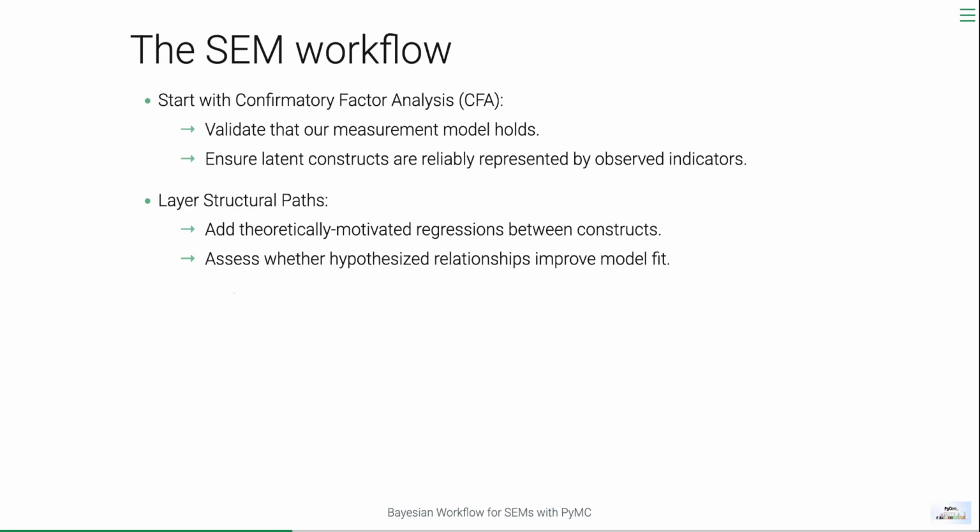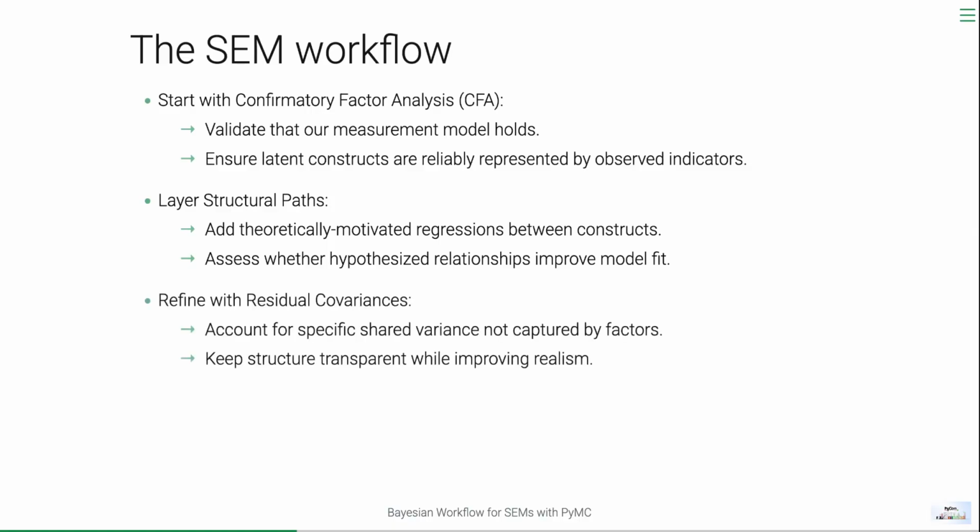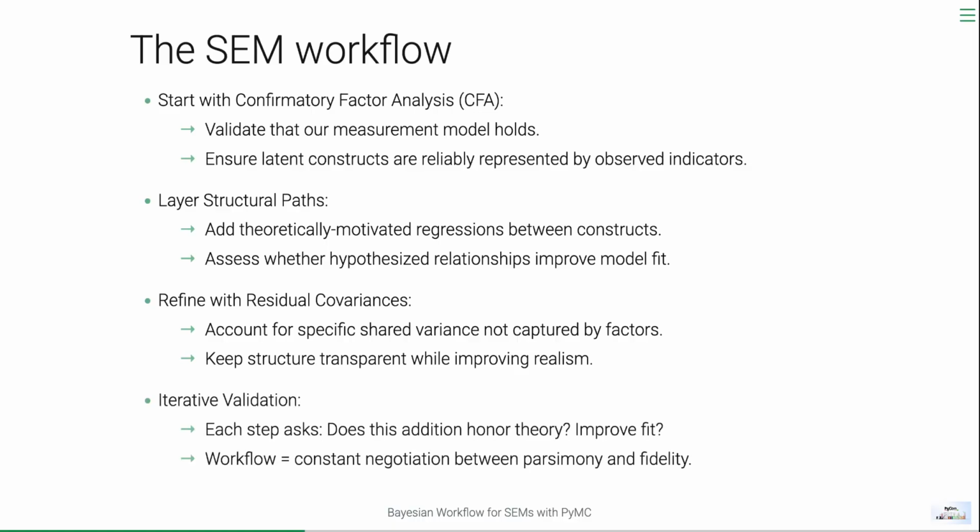Once we've established the constructs, we layer on the structural paths, i.e. regression relations between them. We can add structure to the errors of our model, like your epsilons, and then we can iterate and validate. I'll visualize this a little bit so it becomes more concrete rather than abstract.